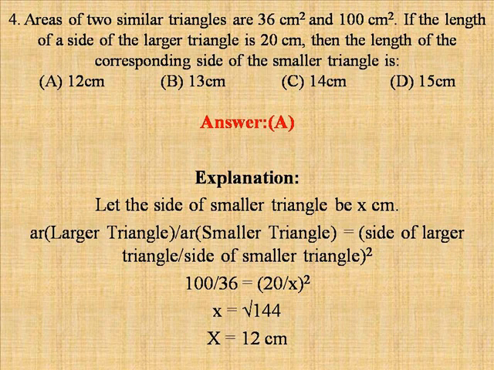You have the explanation. Let the side of the smaller triangle be x cm. The larger triangle has a side of 20 cm. As the triangles are similar, we know the property: area of larger triangle by area of smaller triangle equals side of larger triangle by side of smaller triangle, whole squared. So 100 by 36, as given, equals 20 by x whole squared. So from there we get x equals root under 144, that is 12 centimeters. So option A is the correct answer.